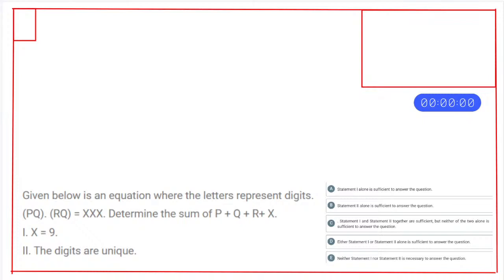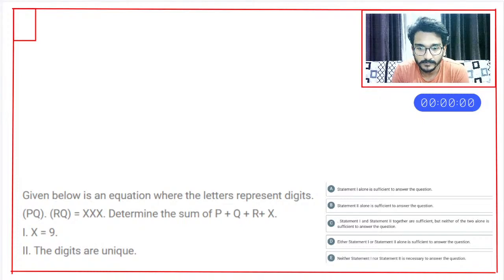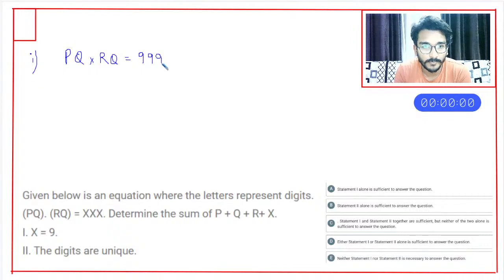All right, so let's start the question now. So we have the first information, X equals 9. So let's suppose X equals 9 is given to us, and we have PQ multiplied by RQ. According to the first information, it is equal to triple nine. I have plugged X equal to 9 here. And we know triple nine is what? If I factorize this, it is 9 times triple one, so it is the factorization of 9 times 3 times 37.